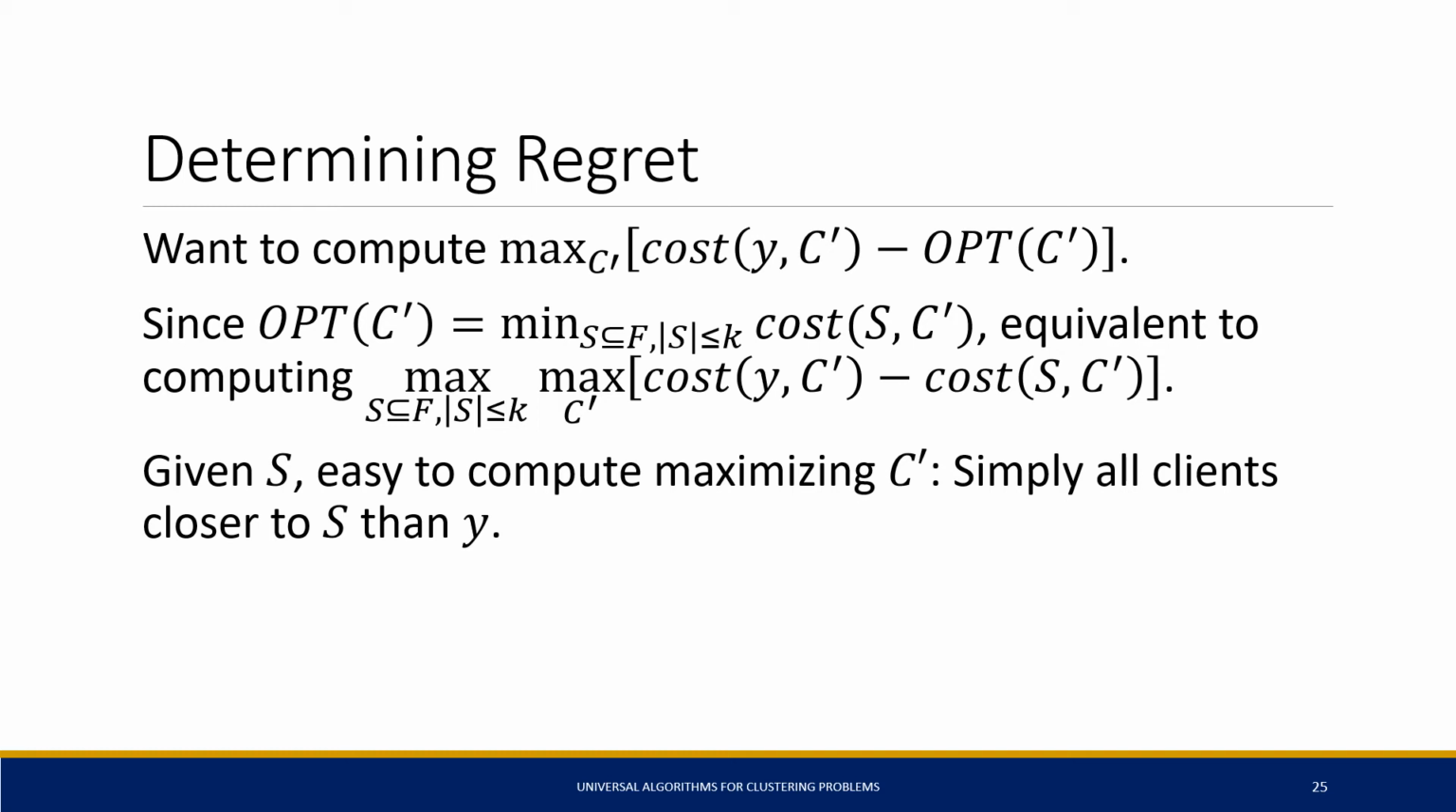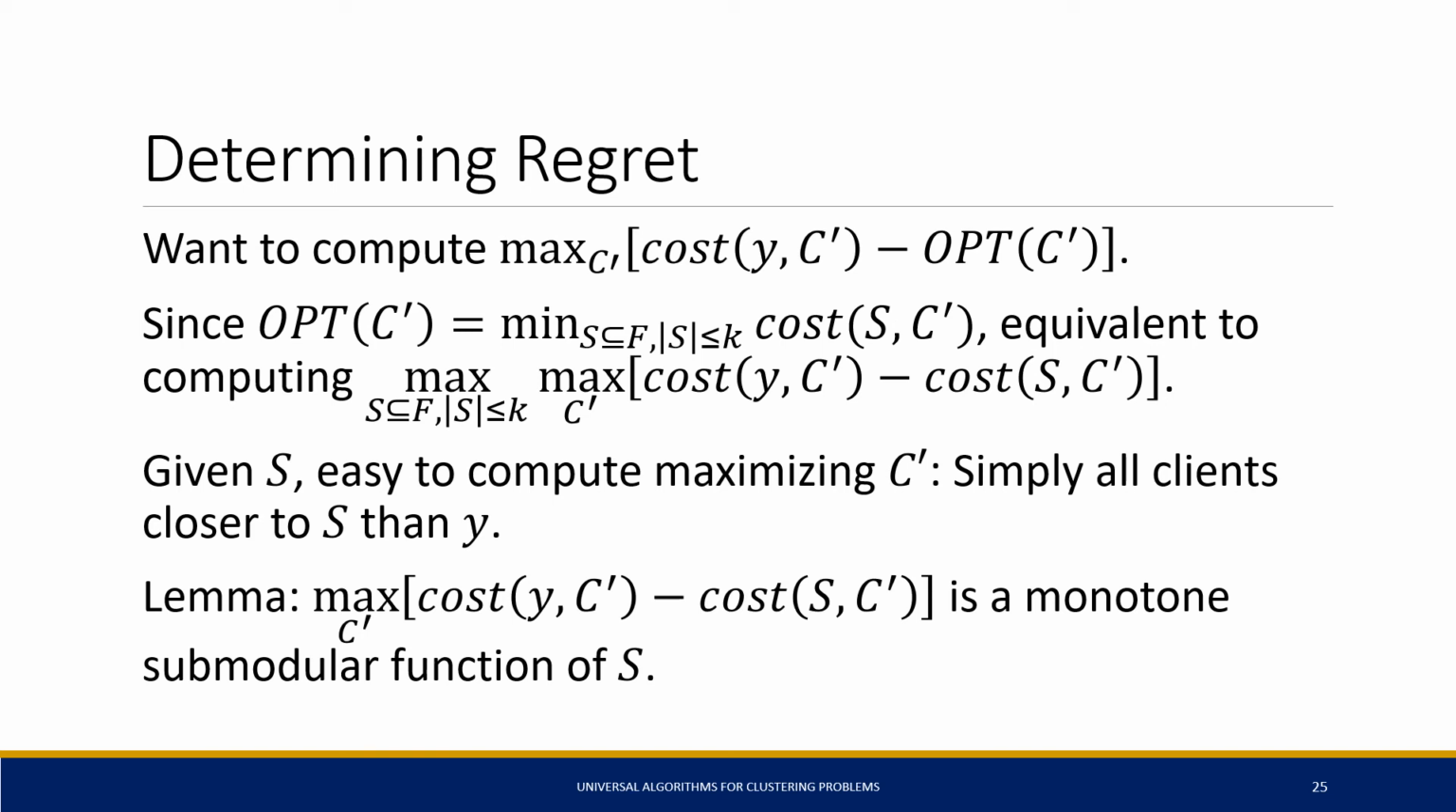So if we're given S, we can pretty easily compute the maximizing C prime, and thus we really just need to find the best choice of S. And it turns out this is not that hard to do, approximately, because we can show that this difference in costs is actually a monotone submodular function of S. So approximately computing the regret, just by this chain of logic, can be reduced to submodular maximization under a cardinality constraint.